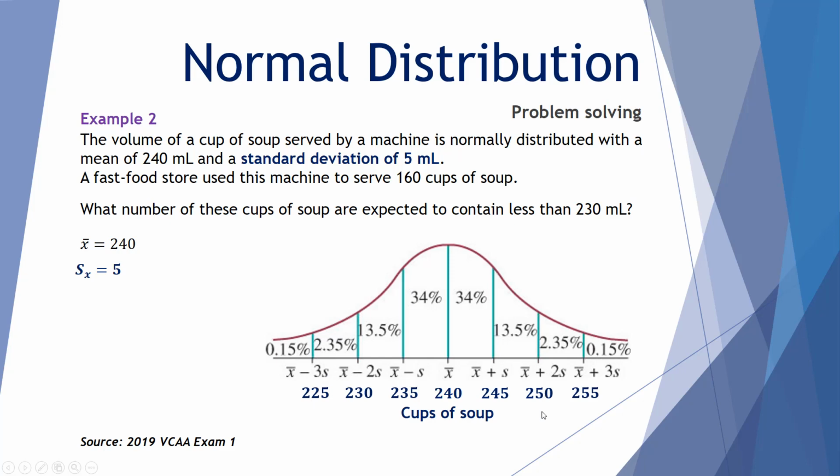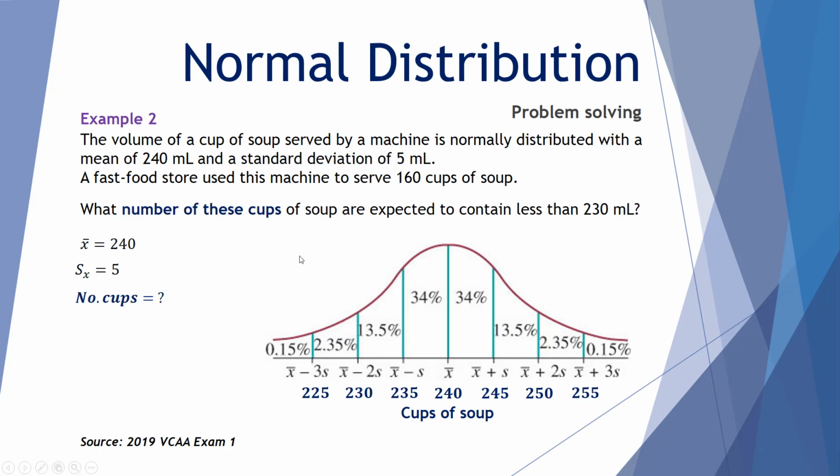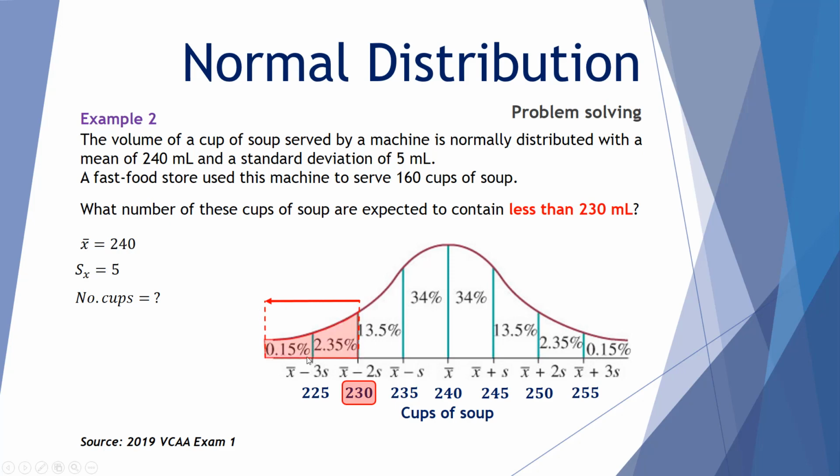We now have all the information required to solve this problem. What number of these cups of soup are expected to contain less than 230 ml? 230 ml on our graph is this point here, 230 ml. It represents everything on the distribution less than this particular division of 230. We add these two percentages up and we end up with 2.35 plus 0.15, giving us a total of 2.5%.